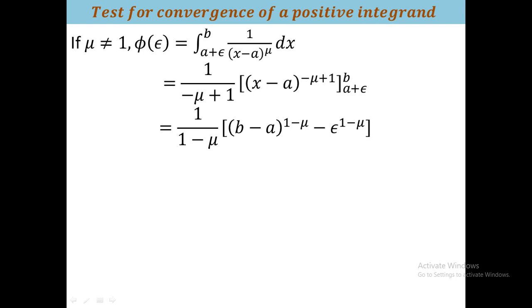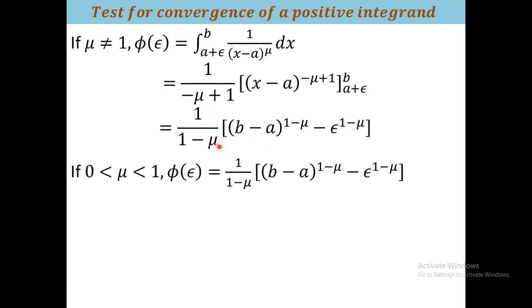If mu not equal to 1, at first we consider mu less than 1. Therefore mu must lie between 0 and 1 in the interval. So 0 less than mu less than 1. For that purpose, the above value, that is phi of epsilon, will be the same. Here I express this in the same form. Now we have to check the value of phi of epsilon as epsilon tends to 0 plus. If you take epsilon tends to 0 plus, this term will be 0 because 1 minus mu is positive. You see that mu is less than 1, therefore 1 minus mu is positive. Therefore epsilon to the power 1 minus mu tends to 0. This is 0, therefore the result will be 1 by 1 minus mu into b minus a whole to the power 1 minus mu as epsilon tends to 0 plus.